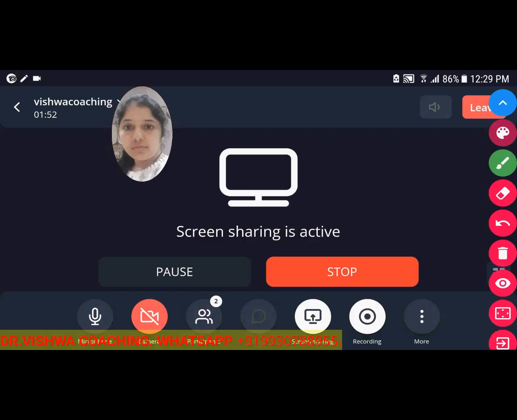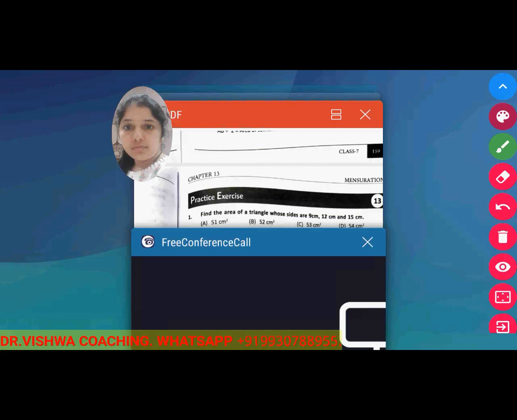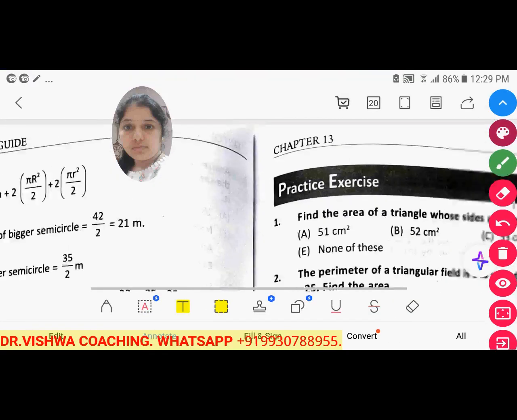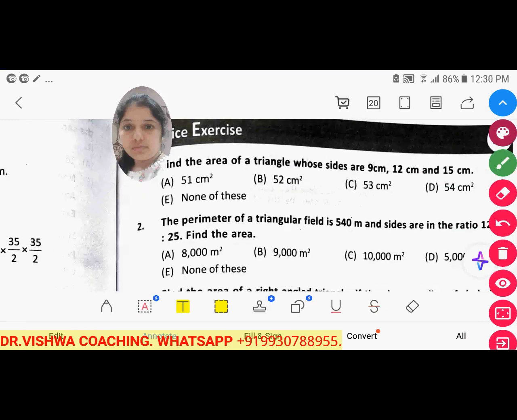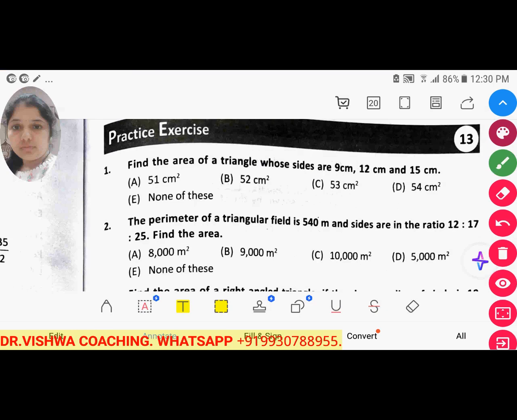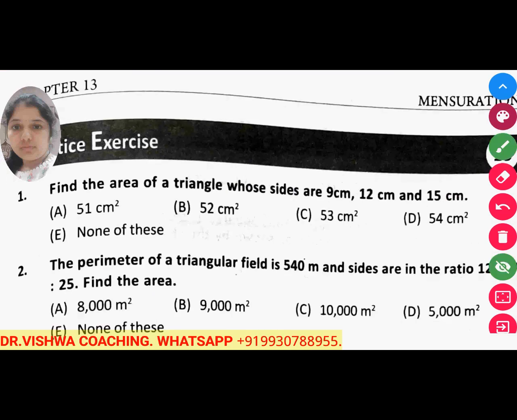Okay, so friends, I am Dr. HEENA, and in the last session we learned about the topic of mensuration for standard 7 Olympiad maths, grade 7. In today's session we will solve some practice exercise problems based on the mensuration topic. So what is the very first question from the practice exercise?